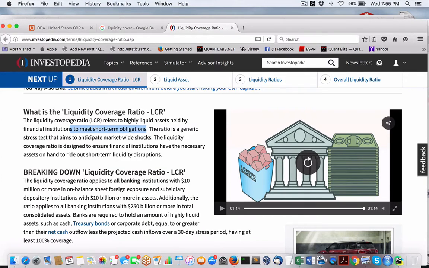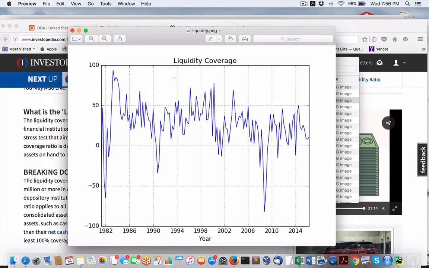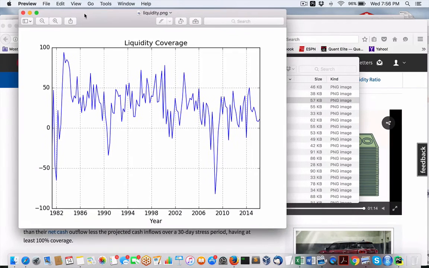Now, of course, the Fed is able to print money as much as it wants. As they called it, quantitative easing to infinity. This QE1 all the way through QE4. So let me show you the chart, my little script that generates this.